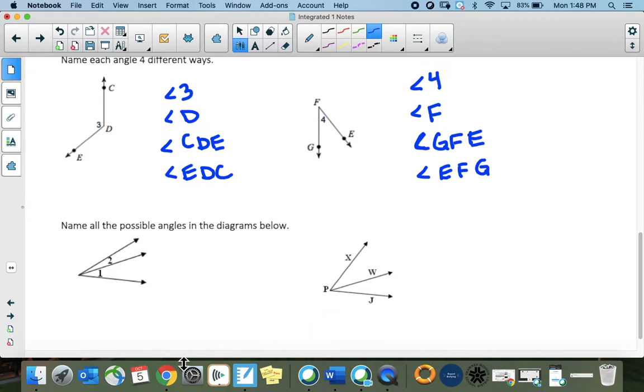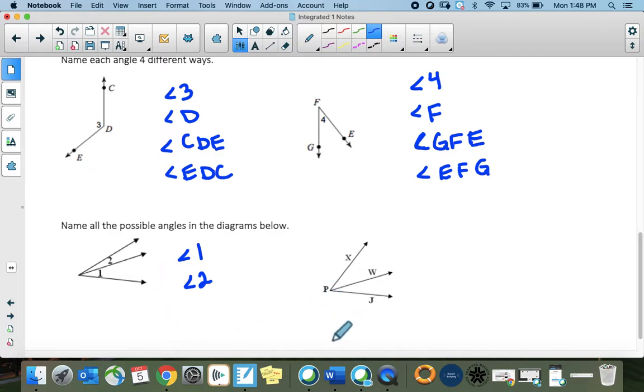So if there was a letter here, let's say an A here, you couldn't just say that this is angle A. You couldn't just say this is angle A because it could refer to multiple different things. Oh my goodness, that noise is getting out of control. So this is angle 1, and we have angle 2. That's all that's given, so those are the only two angles we can name.